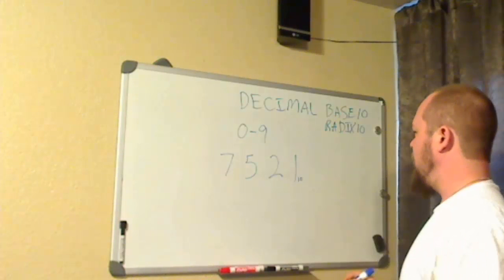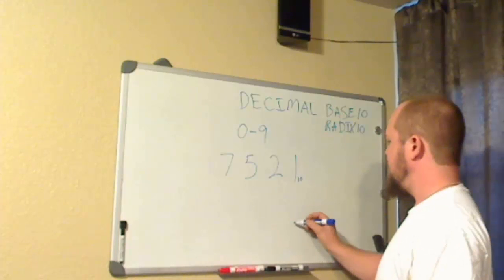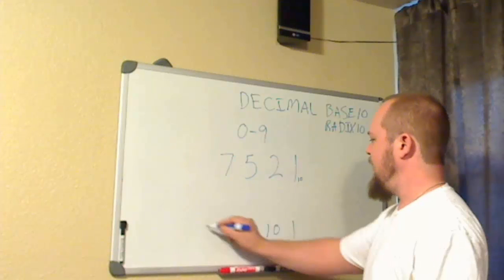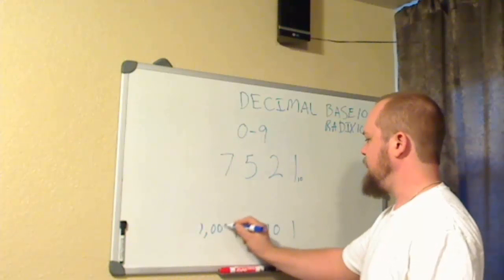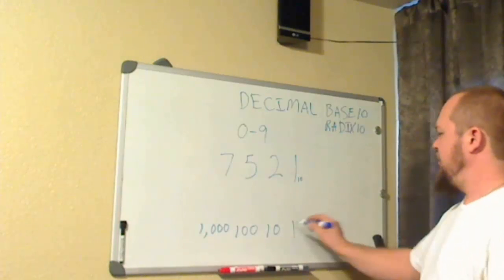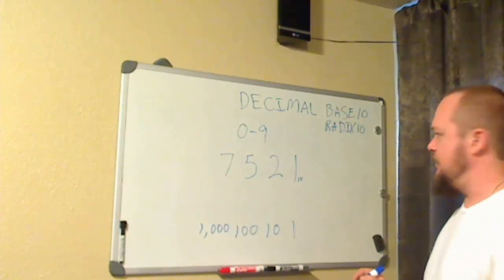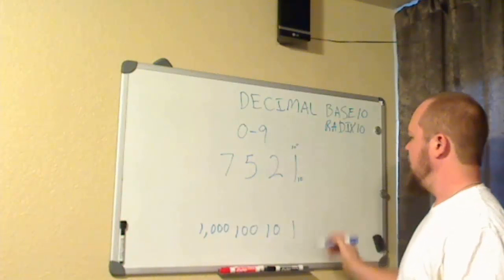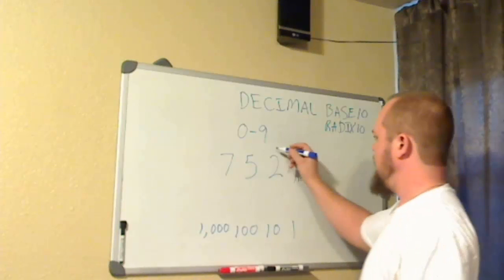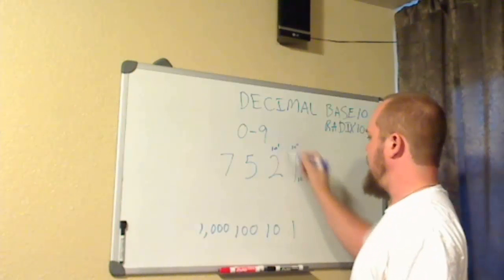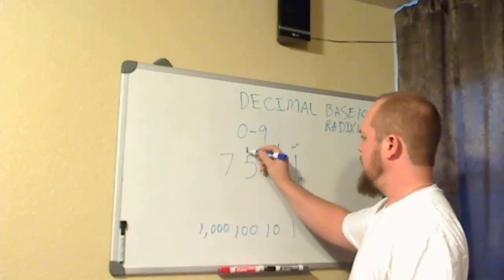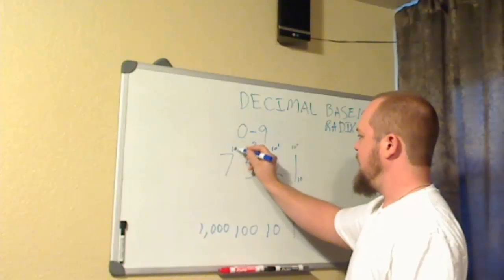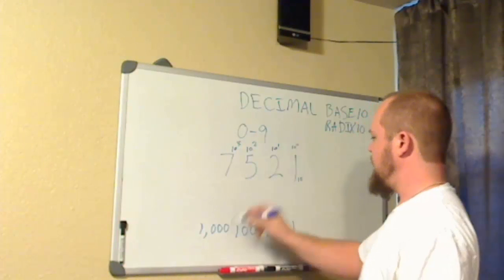Each position, as we all know, has a positional weight. This is the ones place, the tens, the 100s, and the 1000s. Each one of these positions are powers of 10. 10 raised to the 0 power is equal to 1. 10 raised to the first power is equal to 10. 10 to the second is 100, and 10 to the third is 1000.